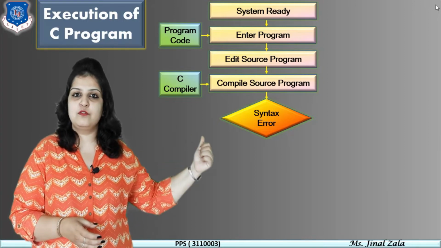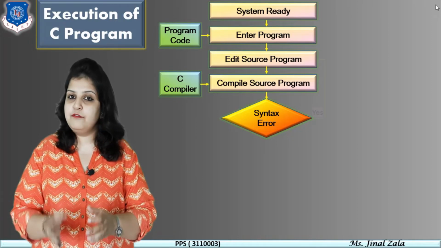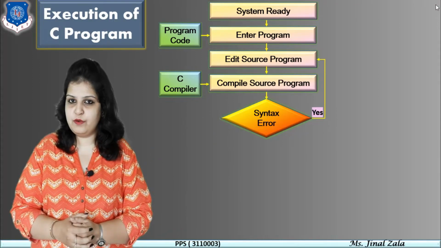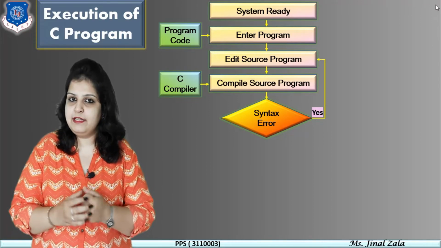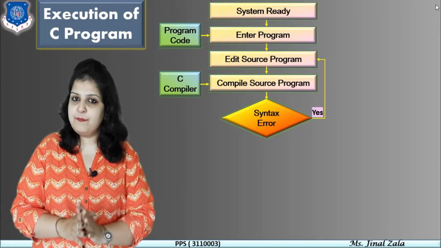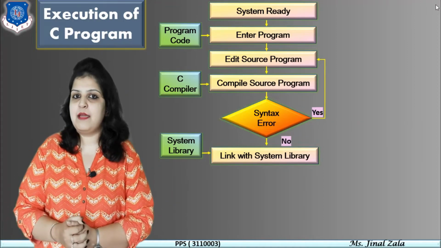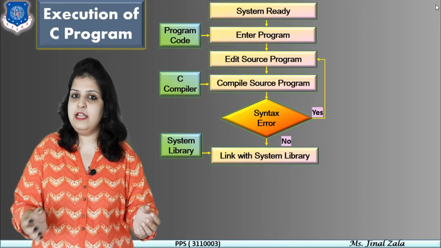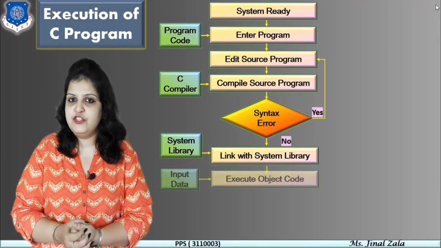So first of all compile the source program. If a syntax error occurs, then what do we have to do? Again we have to correct it, right? So again our control goes to edit the source program, you correct the particular function, and then compile the program again. But if there is no syntax error and our program is perfect syntax-wise, then it will link. The next step is linking with the system library. It means the library we wrote first, that is stdio.h, will be linked to our program, and then one executable object file will be generated.